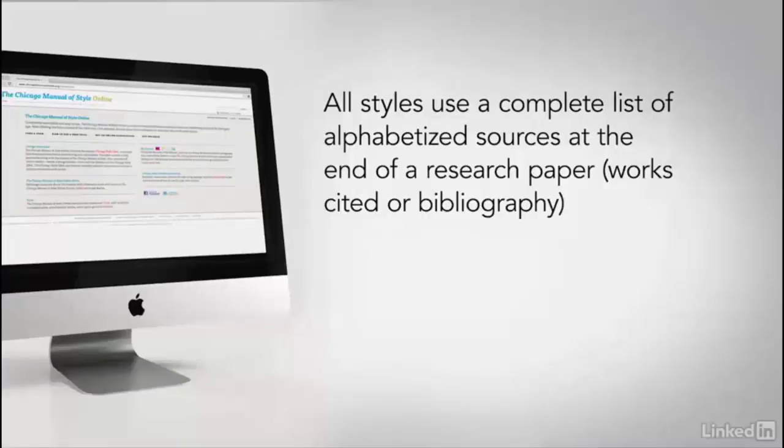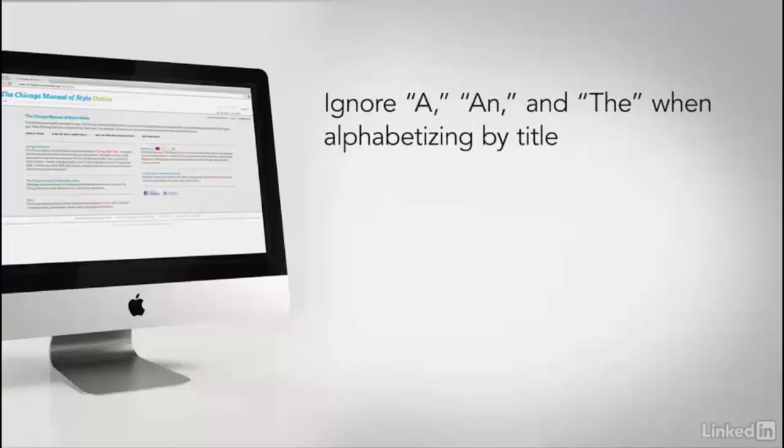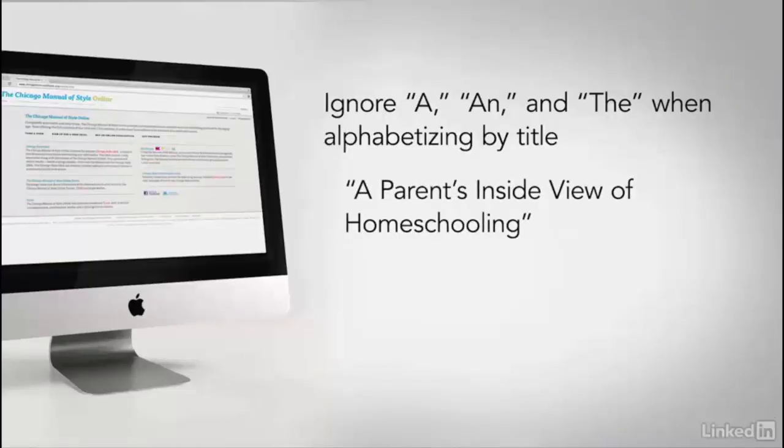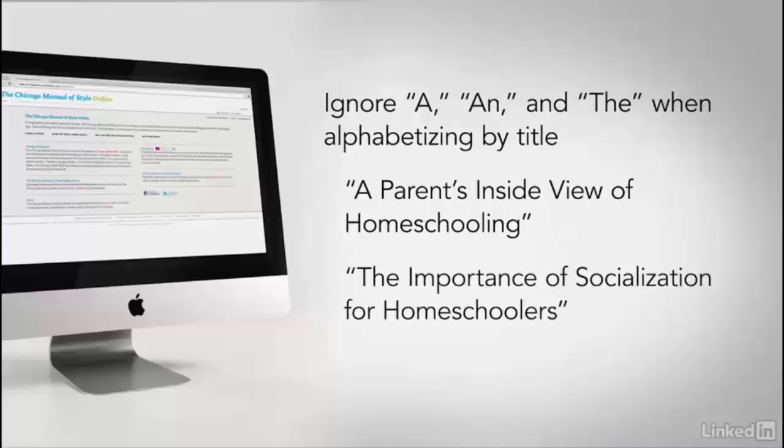However, regardless of what it's called, the sources are listed in alphabetical order. One specific note about this alphabetizing that applies to all 3 styles is to ignore a, and the when alphabetizing by title. For example, if the titles of a couple sources you used were a parent's inside view of homeschooling and the importance of socialization for homeschoolers, those sources would be alphabetized by P for parent and I for importance. The words A and the would appear in the listed title, but would not be used for alphabetizing.